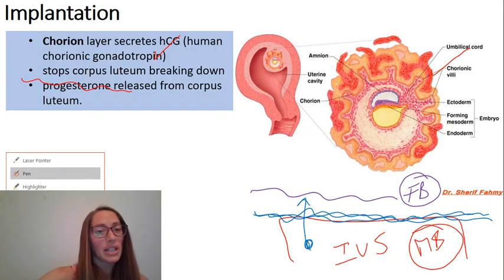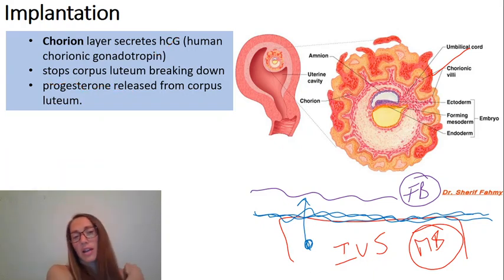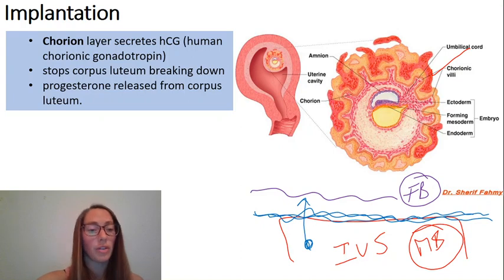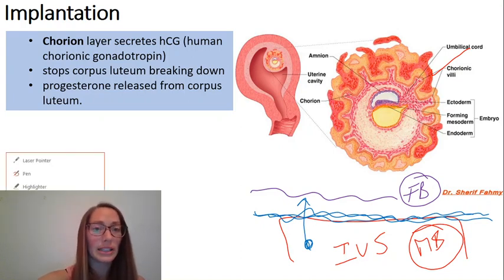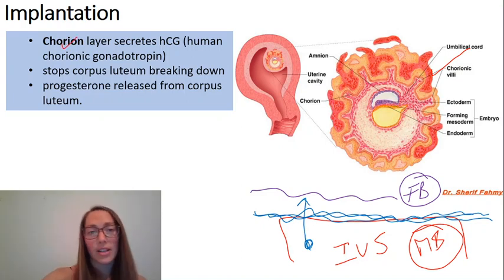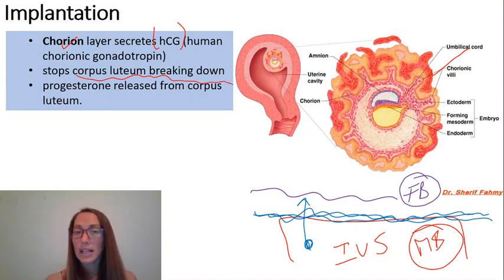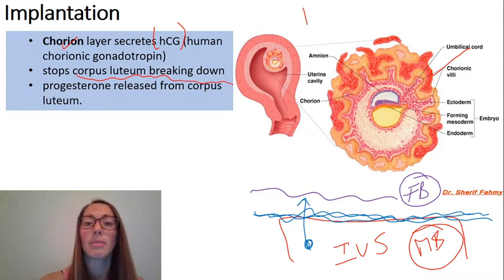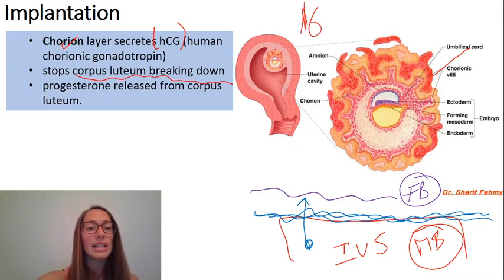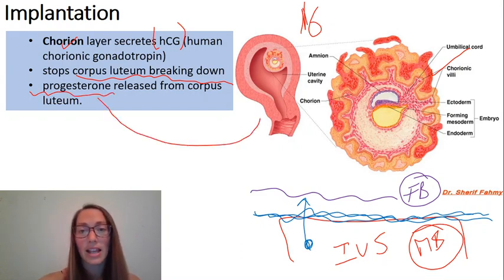Another really important thing to mention here is that we've also got human chorionic gonadotrophin that's released from the chorion layer, again in the placenta. Okay, so what that's going to do is signal back to the ovaries, and it's going to stop the corpus luteum from breaking down. Now, the corpus luteum is really important in early pregnancy. Up until about 16 weeks, we want to keep the corpus luteum from breaking down because it releases progesterone, and as we mentioned earlier, progesterone maintains the endometrium.